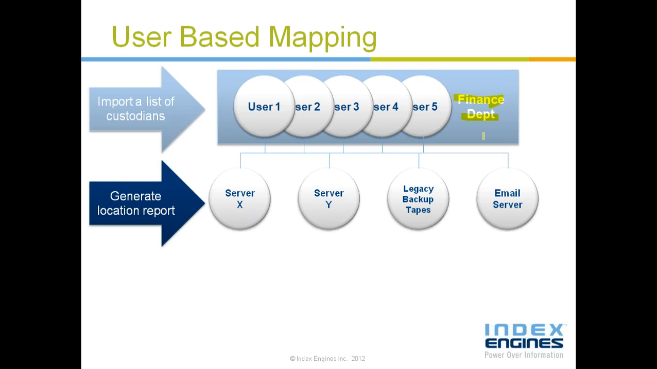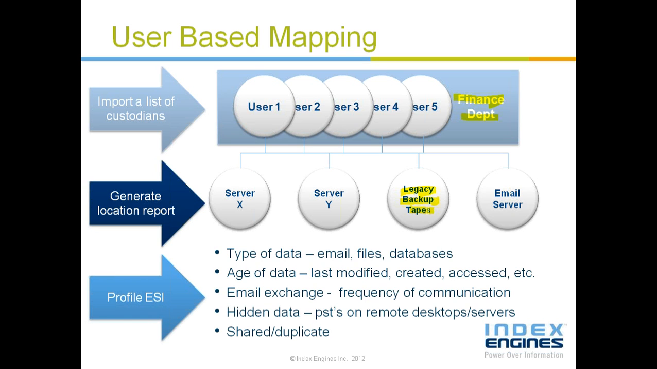A lot of companies get surprised. They think they store most of their data on their desktop and maybe a shared departmental server, but they find that it's on servers that they wouldn't expect users have placed it on. It's also on your legacy backup tapes. Obviously, IT's been grabbing that data and putting it onto tape for years. So it's really scattered about and not always where you think it would be. And then you can start to profile it. Look at the type of the data, the age of the data, email exchange, frequency of communication, hidden data.